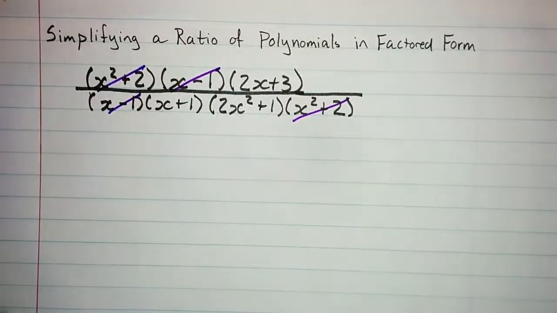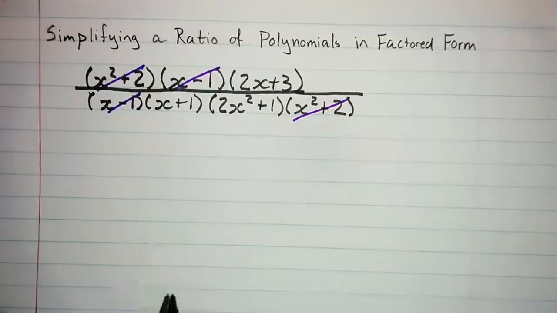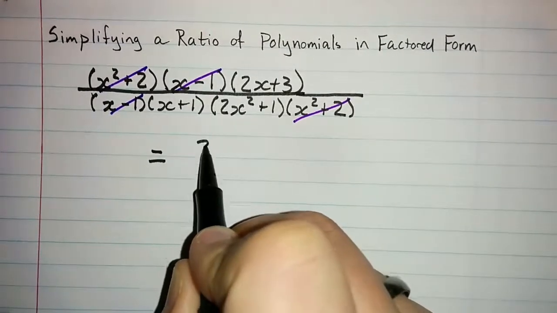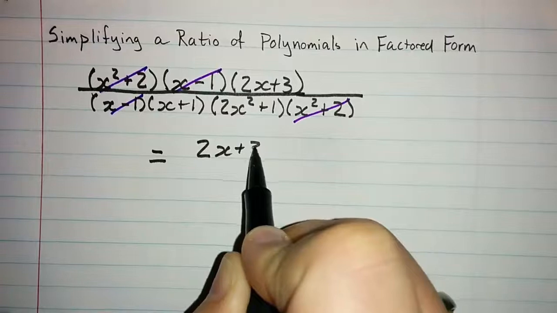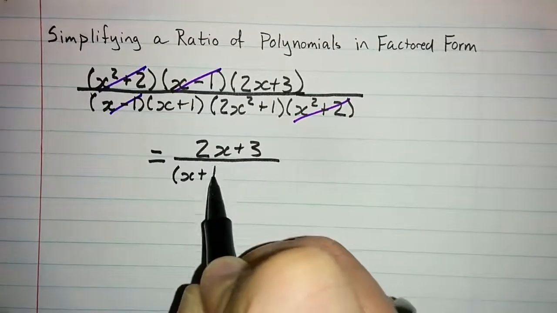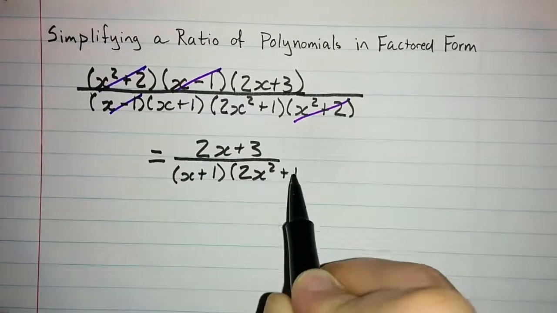Notice that these factors are all prime. We cannot factor them any further, so unless they're identically the same, they have no hope of having anything in common. This rational expression simplifies to just 2x plus 3 over x plus 1 times 2x squared plus 1.